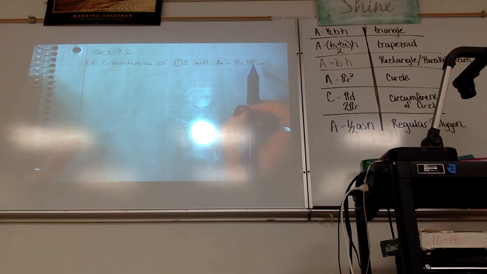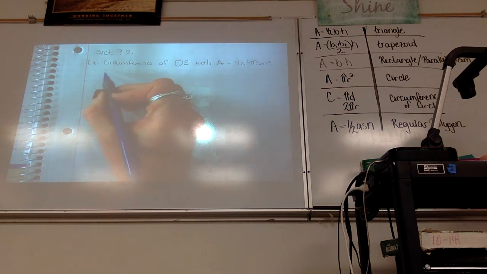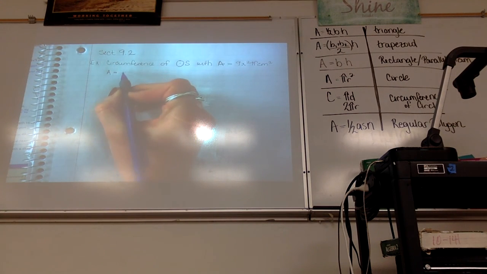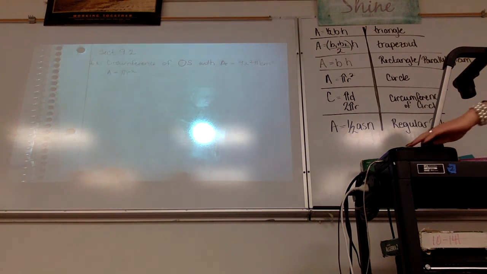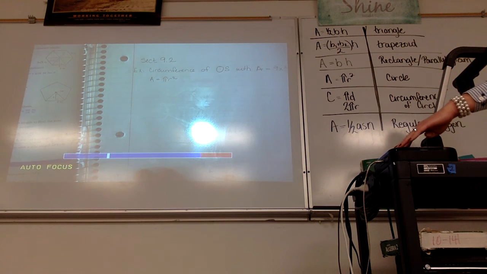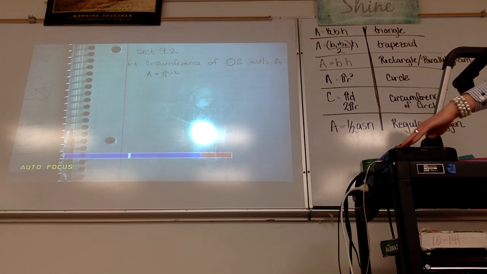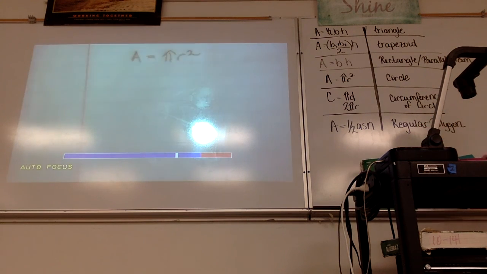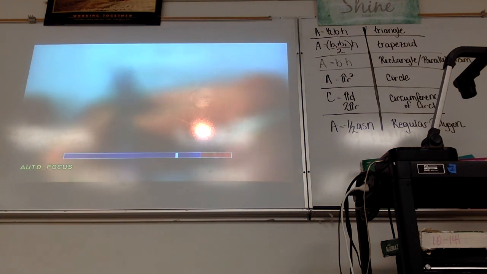So the area has the pi value inside of it. So it looks like this. Area of a circle, start with that formula, pi r squared. Now I'm going to replace what I know. Do I know what the radius is? No, but I know what the area is. The area is 9x squared pi.